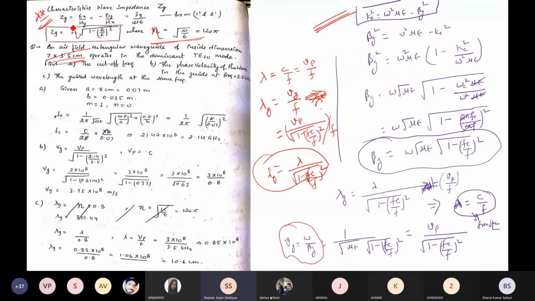E and H can be related with ZG. So you can write E cross H with the ZG. If you write it, E can be written as ZG into H. Suppose I'm talking about EX: EX is equal to ZG into HY.